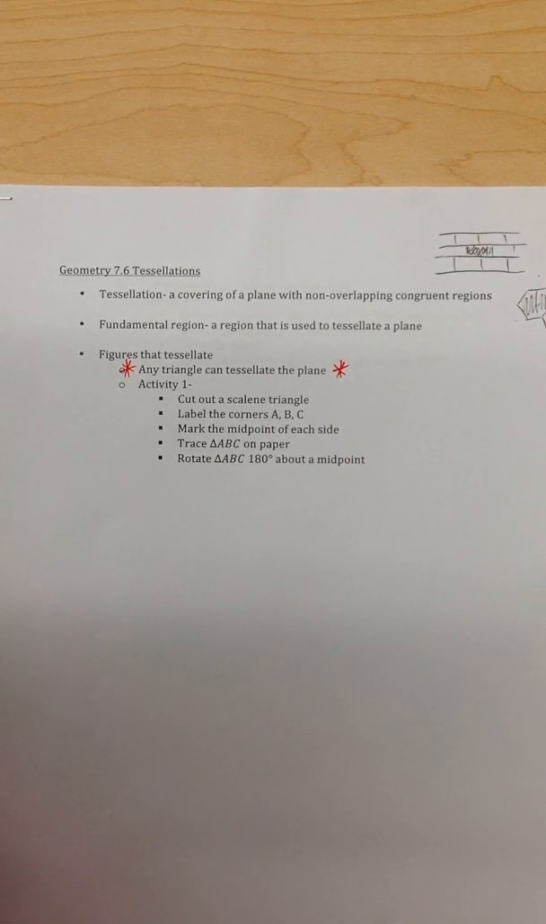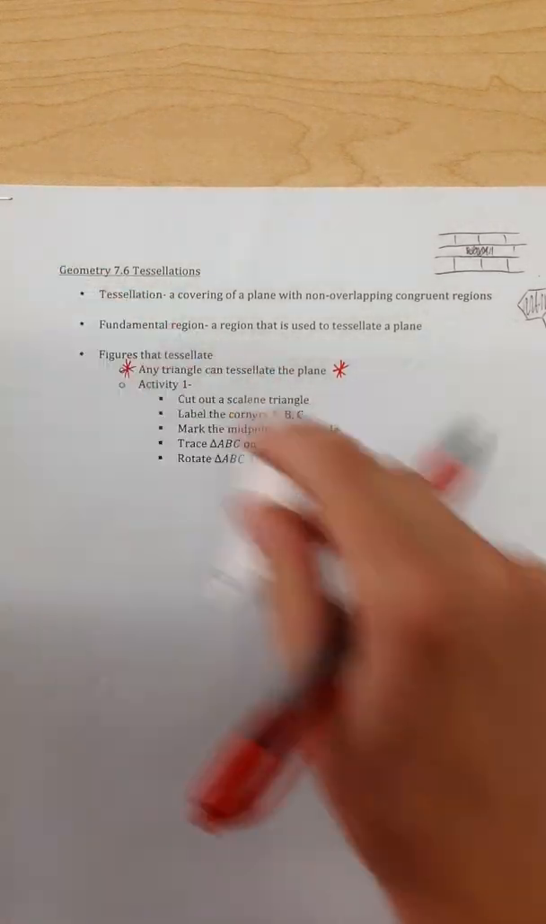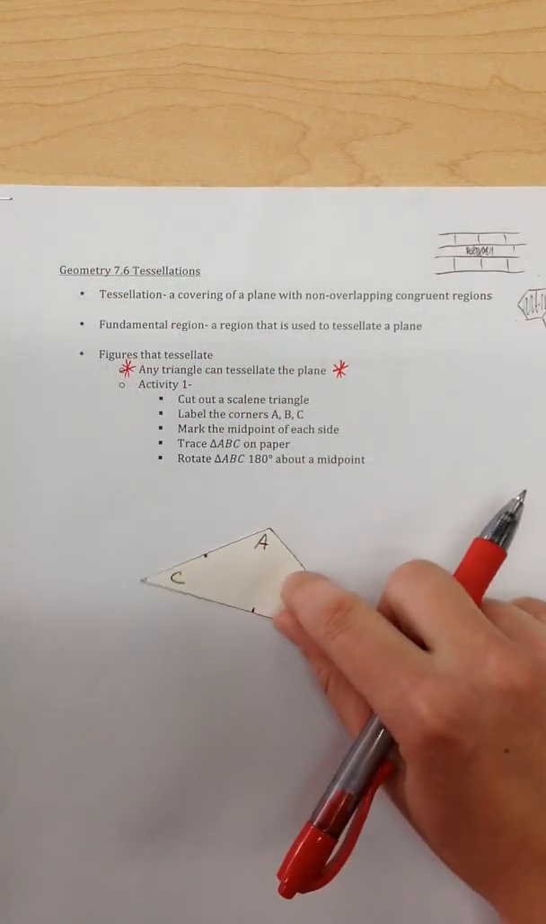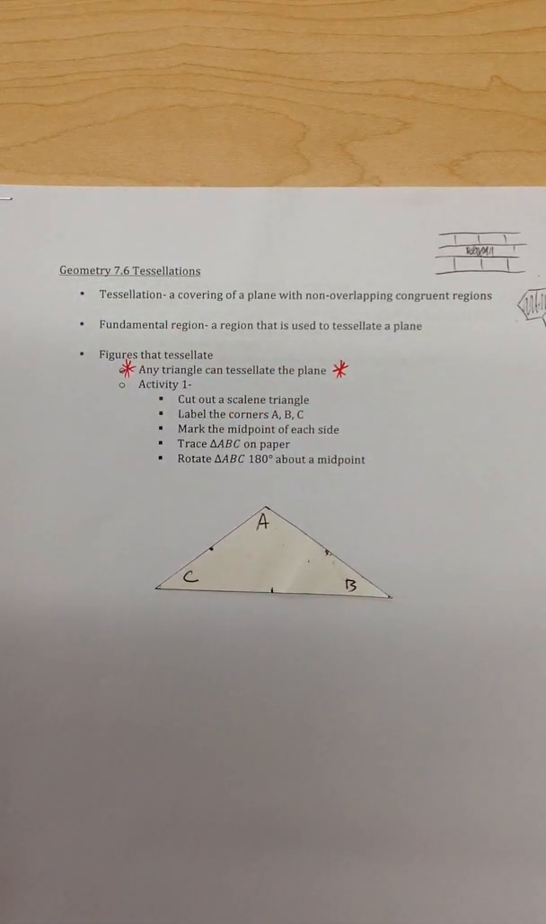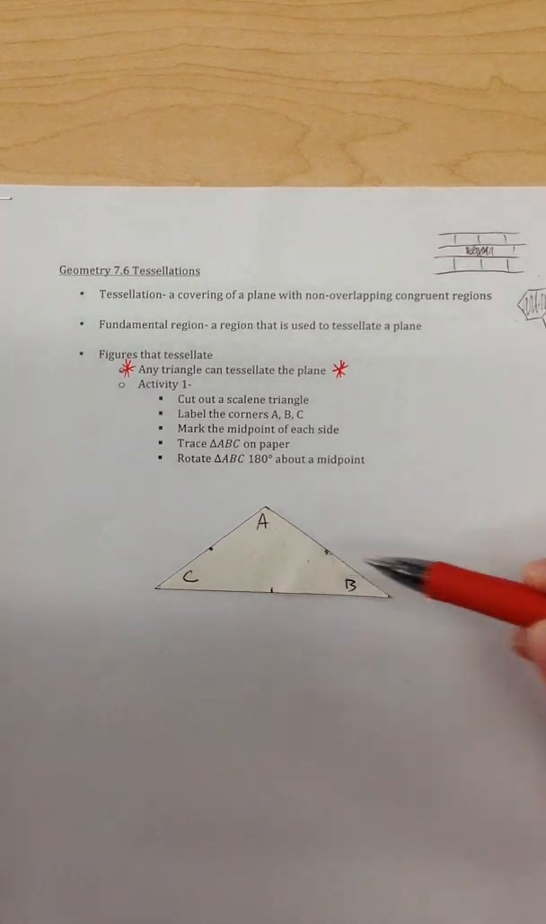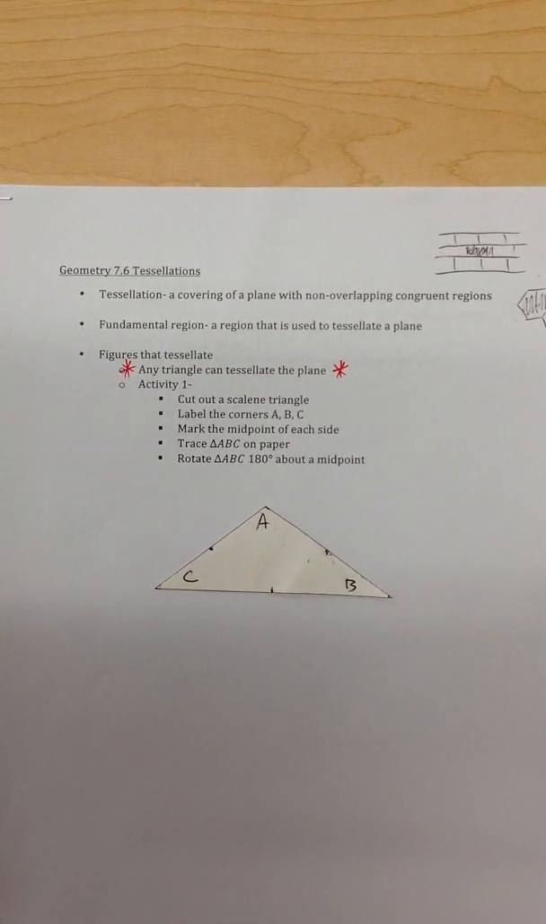Okay, so what you're going to need to do first is cut yourself out a triangle. I've got my little example here. It can be any size, any shape. They say scalene, so it's ideal if all your sides and all of your angles are different, but it's not the worst case scenario if you don't have that. It does make it a little bit easier to follow along here.